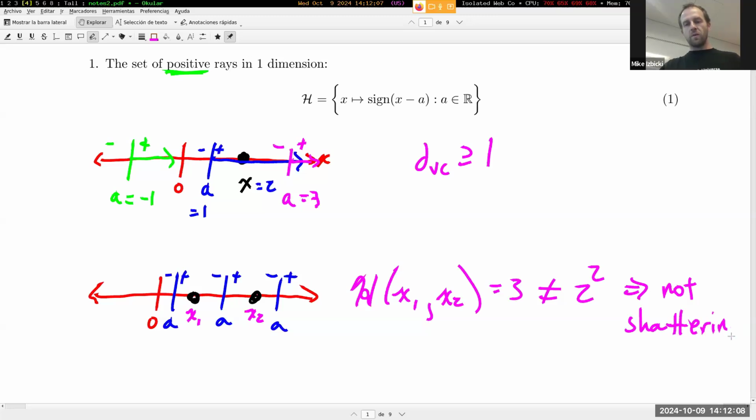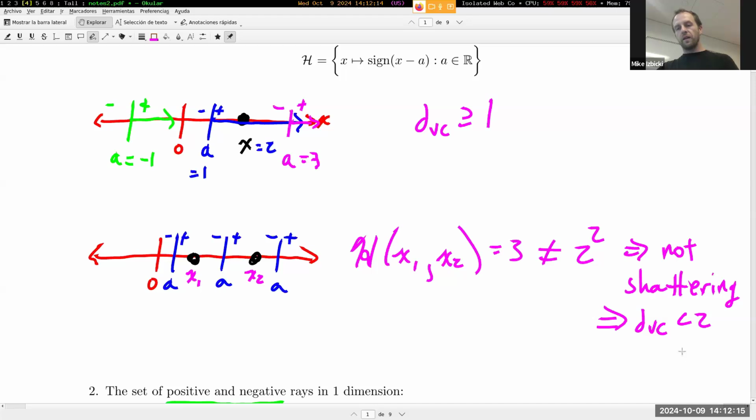Not shattering, which implies that the VC dimension dVC is less than 2, or equivalently less than or equal to 1, because it must be an integer.